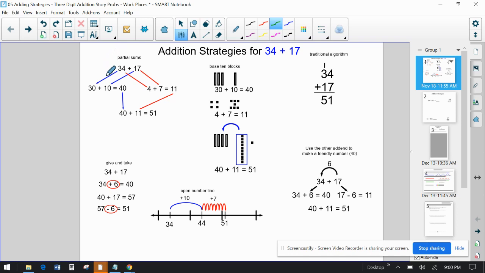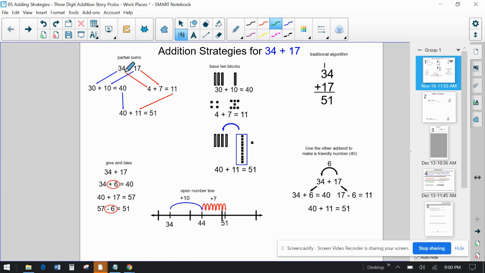One of the first strategies that we learned, I think we learned this in second grade, is the partial sum strategy. And that's where, if you're doing 34 plus 17, you take the 34 and you decompose it into 30 and 4. And then you take the 17 and decompose that into 10 and 7. And then you add up the tens place of both of the numbers. So you'll notice these blue arrows show the tens place from the 34 right here is 30, and the tens place from the 17 is 10.